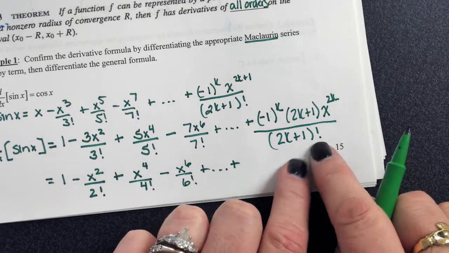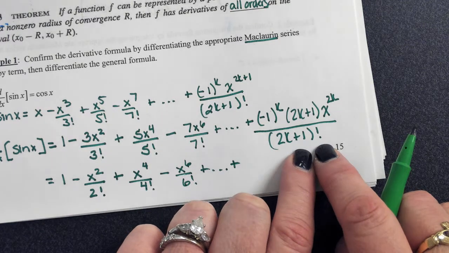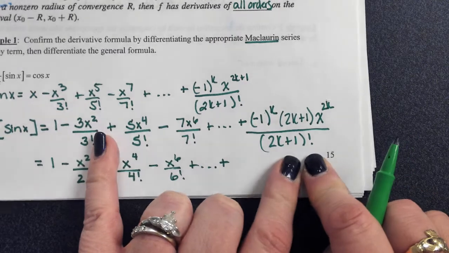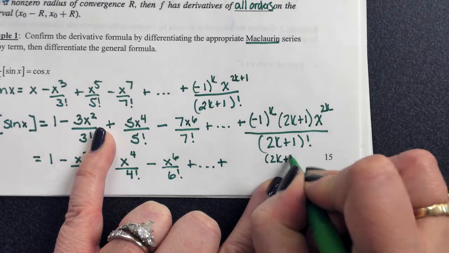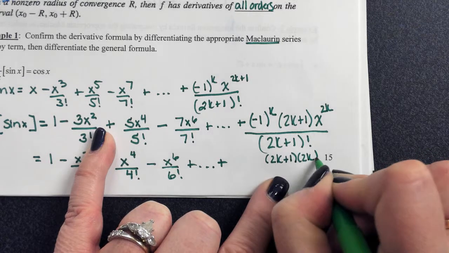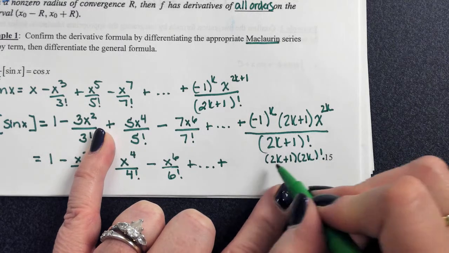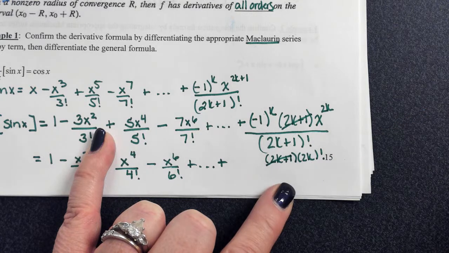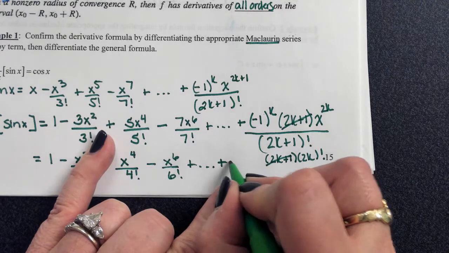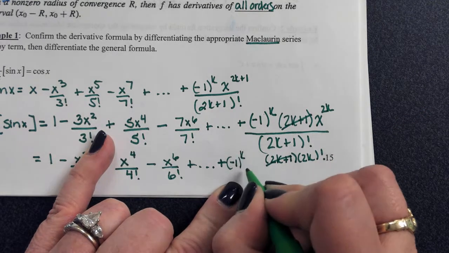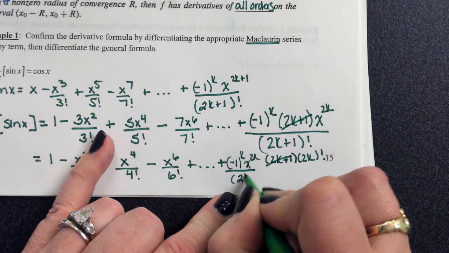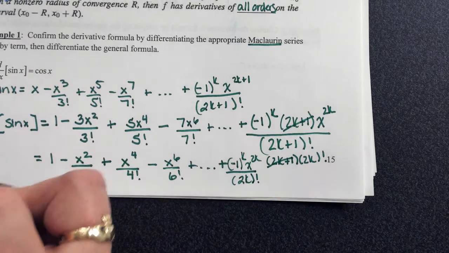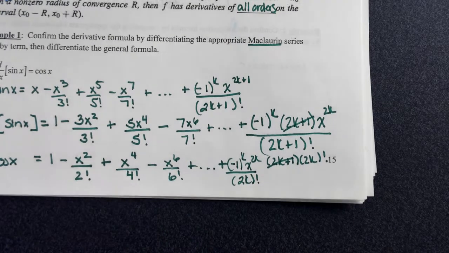Now remember, 2k plus 1 factorial in the denominator. I can simplify this because I can rewrite 2k plus 1 factorial as 2k plus 1 times 2k factorial. So then I can cross out those 2k plus 1s. So notice I end up with a general term here of negative 1 to the k, x to the 2k, all over 2k factorial, which is, remember, equal to your cosine of x.